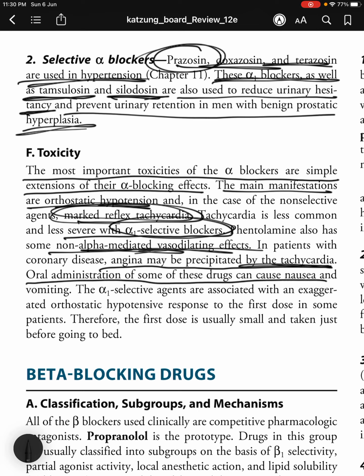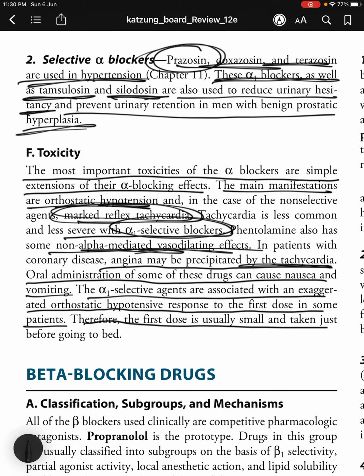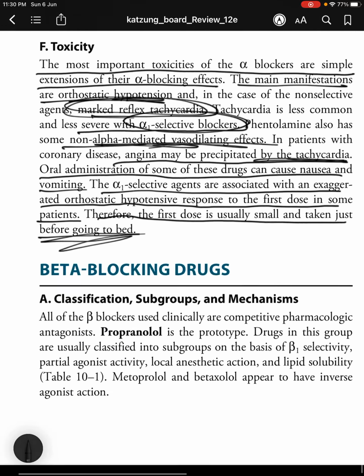Oral administration of some of these drugs can cause nausea and vomiting. The alpha 1 selective agents are associated with an exaggerated orthostatic hypotensive response to the first dose in some patients. Therefore, the first dose is usually small and taken just before going to bed.